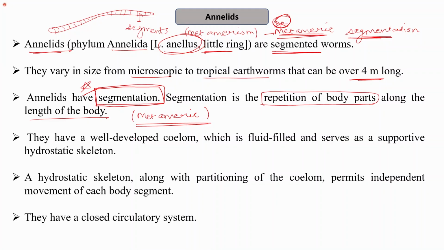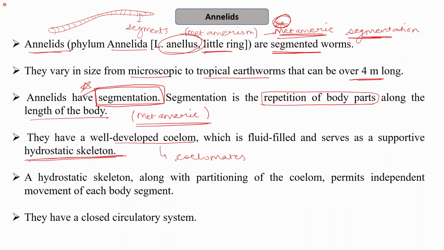Now they have a well-developed coelom. As I mentioned, they are coelomates. They have a true coelom, which is filled with fluid, and therefore it acts as a supportive hydrostatic skeleton.